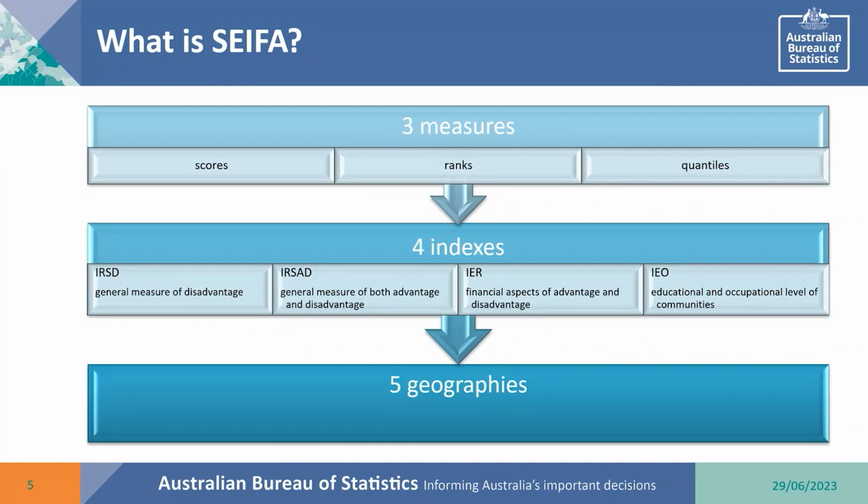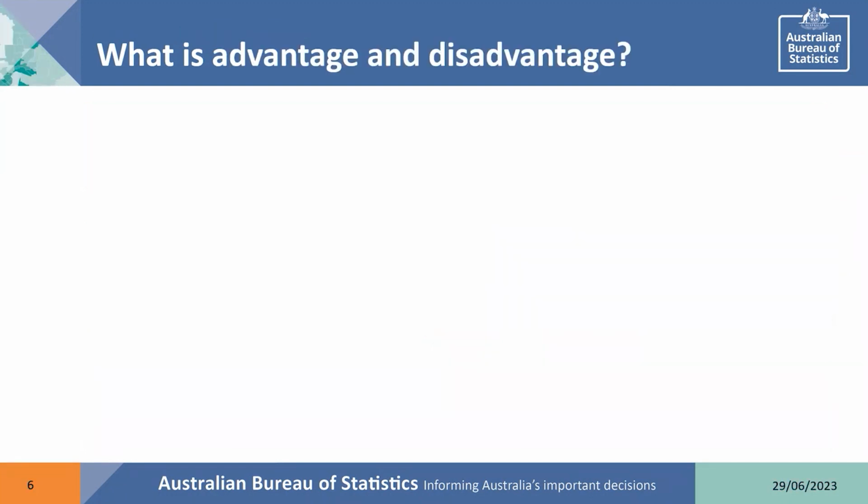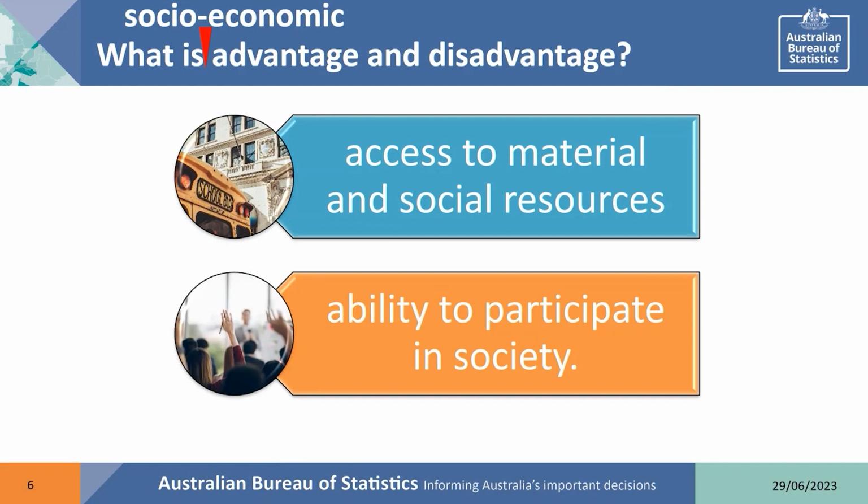SEIFA data is available for 5 geographies, and that is statistical area level 1 and 2, local government areas, postal areas, and suburbs and localities. I'm just going to refer to statistical area level 1 as SA1, LGAs and suburbs, just for ease of talking about these things. So advantage and disadvantage are very broad terms. For the purposes of SEIFA, we should be asking instead, what is socio-economic advantage and disadvantage? For SEIFA purposes, socio-economic advantage and disadvantage is defined as people's access to materials and social resources and their ability to participate in society.